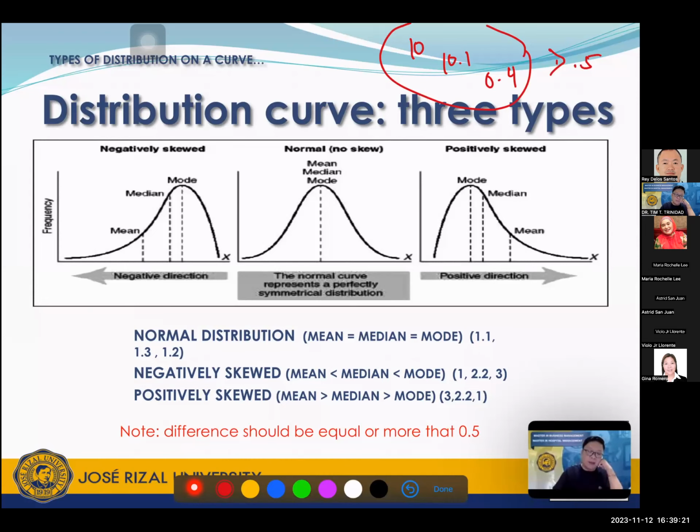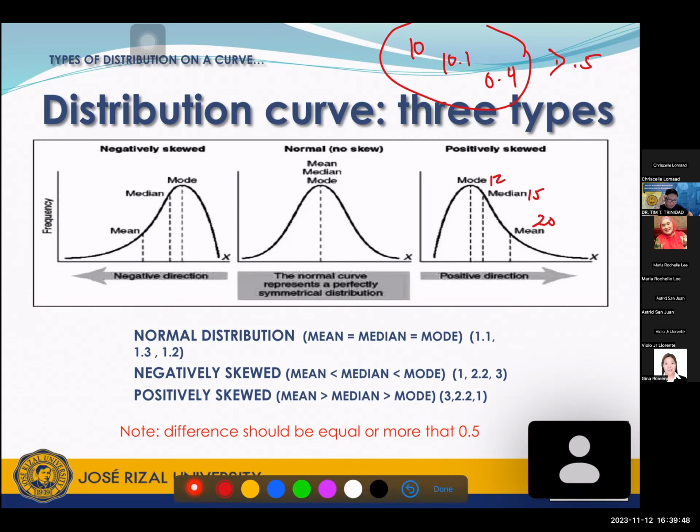But if your mean is 20, your median is 15, your mode is 12. Okay. What will be the expected distribution? They are not the same. So definitely it will produce an abnormal distribution of what particular type? Positive. Positive is good because your mean is greater than the median and your mode. And expectedly, you will produce a positively skewed distribution.